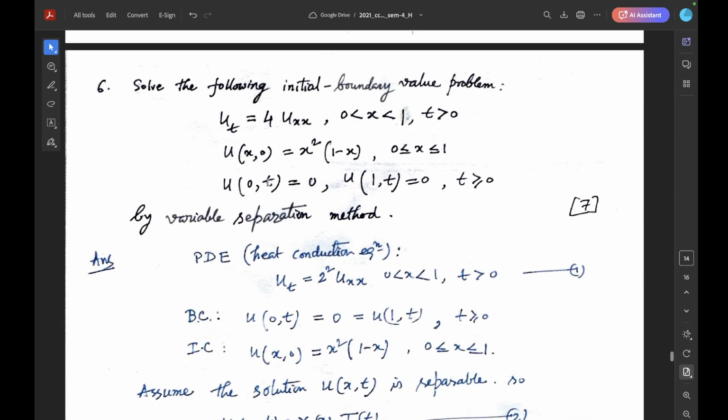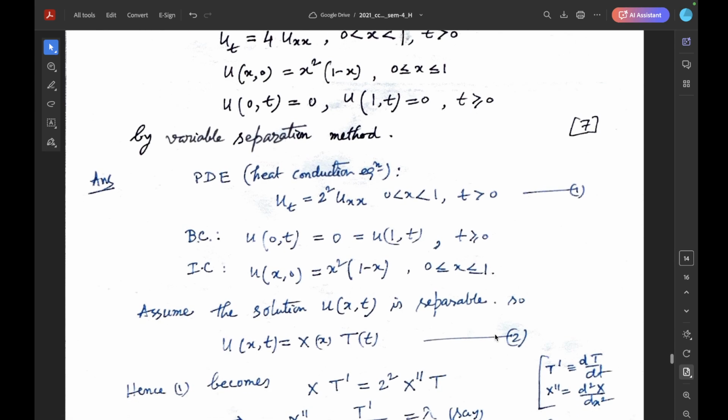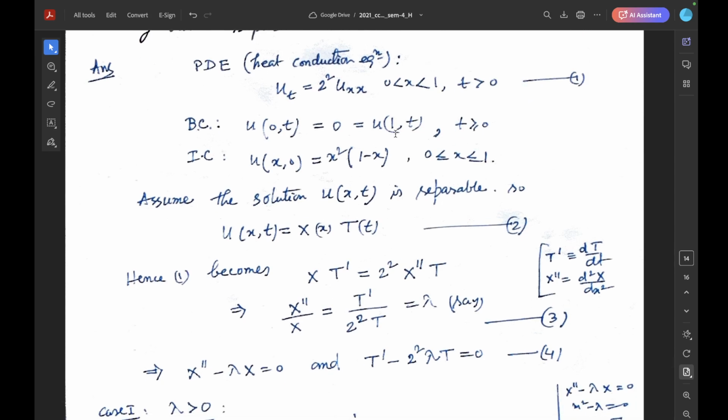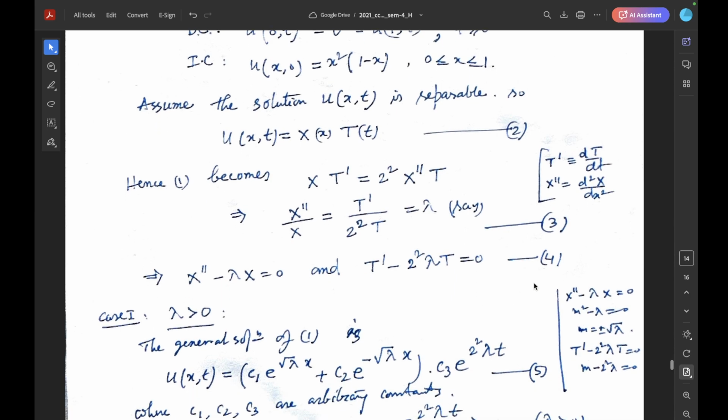Now this partial differential equation is the heat conduction equation, u_t equal to 2 squared u_xx, 0 less than x less than 1, t greater than 0. Here the boundary conditions are u(0,t) equal to 0 and u(1,t) equal to 0, t greater than or equal to 0. And the initial condition is u(x,0) equal to x(1 minus x), 0 less than or equal to x less than or equal to 1. Assume the solution u(x,t) is separable, so u(x,t) equals X times T. Hence equation 1 becomes X T' equal to 2 squared X'' T. This implies X''/X equals T'/(2 squared T) equals lambda. So X'' minus lambda X equals 0 and T' minus 2 squared lambda T equals 0. Equation 4.